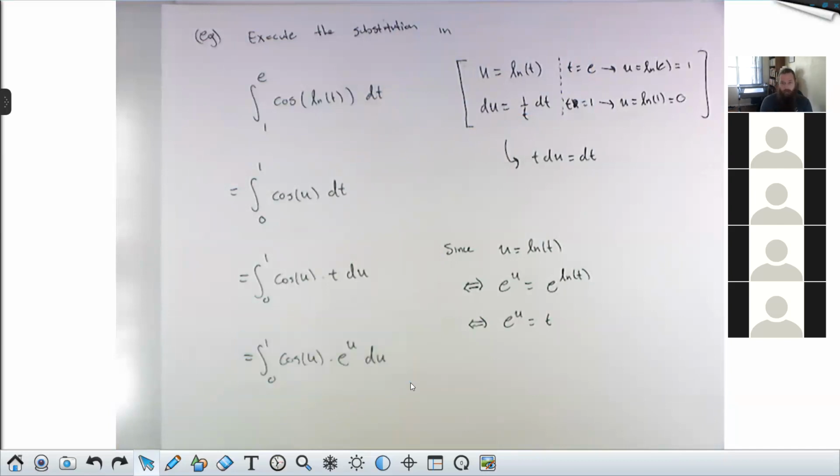And this happens not infrequently, right? Where you'll have some number of your old variables left over after you do all of the obvious stuff. The reason I wanted to show you this particular problem is because that extra t here didn't come from something that was floating around in the original. It actually came from the differential. The t in the t du there is the differential.